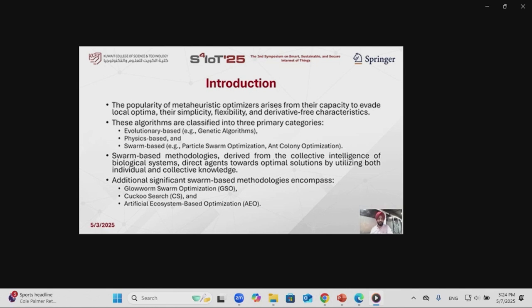Some of them are categorized into three categories: evolutionary based, like genetic algorithm, physics based, and swarm based, like particle swarm optimizer and ant colony. These are all nature-inspired meta-heuristic optimizers, which replicate the working mechanism of ants and swarms. This way, they replicate the neural network to train the models. There are many others also, like Grasshopper Optimizer, Cuckoo Search, and Artificial Ecosystem Based Optimization. They are all nature-inspired optimizers, which mix with the neural network to train the framework on any domain.